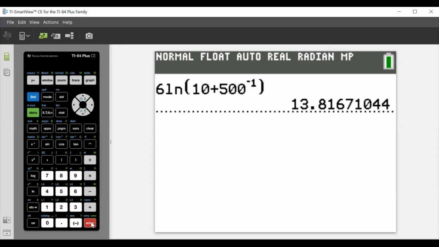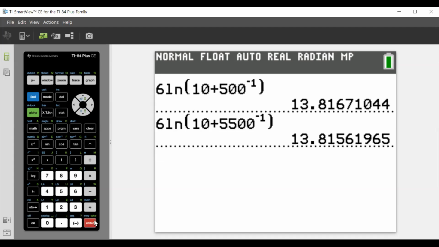All right, so what do we get? We get 13.8167. Let's write this down. So we need 4 decimal places, so that's to the 7. Now let's do another one. This time it said add 5,000, so actually let's make it 5,500. And here we get 13.8156.